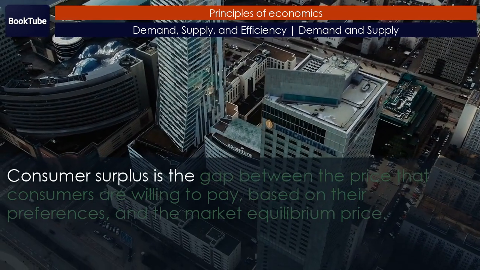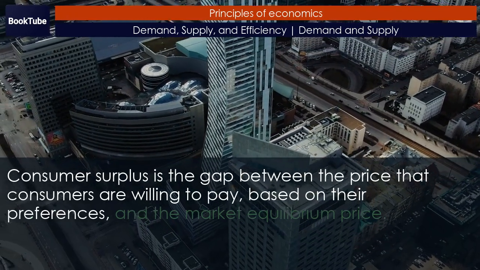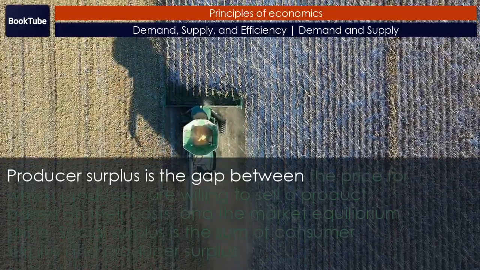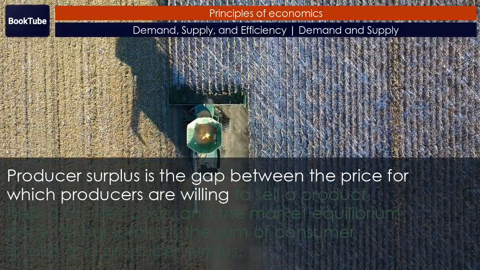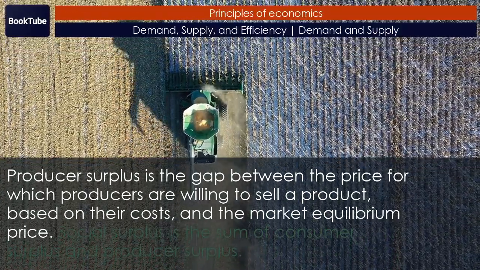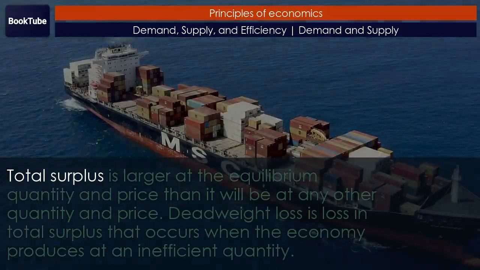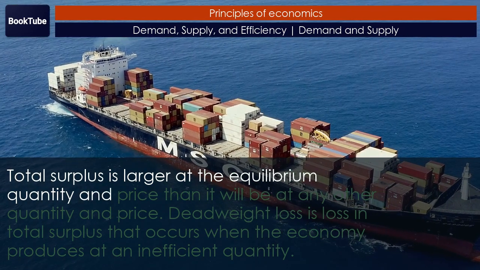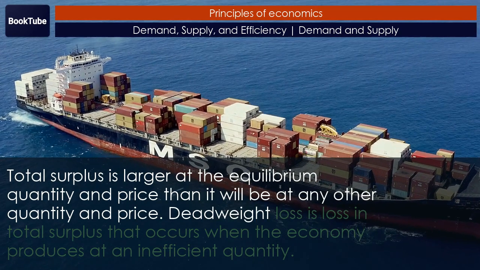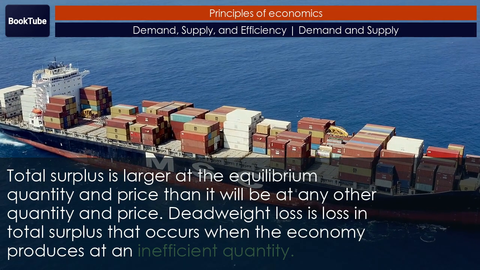Consumer surplus is the gap between the price that consumers are willing to pay, based on their preferences, and the market equilibrium price. Producer surplus is the gap between the price for which producers are willing to sell a product, based on their costs, and the market equilibrium price. Social surplus is the sum of consumer surplus and producer surplus. Total surplus is larger at the equilibrium quantity and price than it will be at any other quantity and price. Deadweight loss is loss in total surplus that occurs when the economy produces at an inefficient quantity.